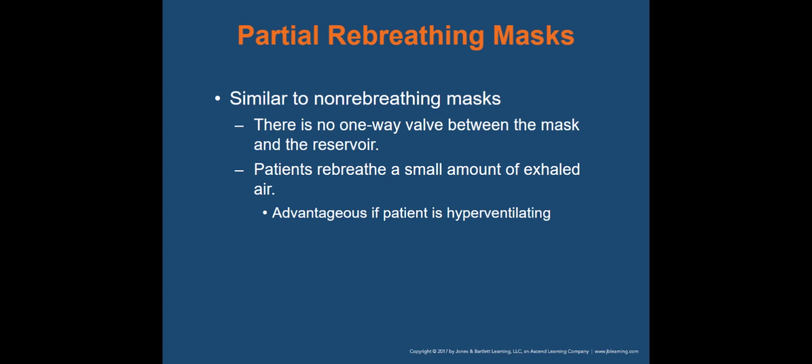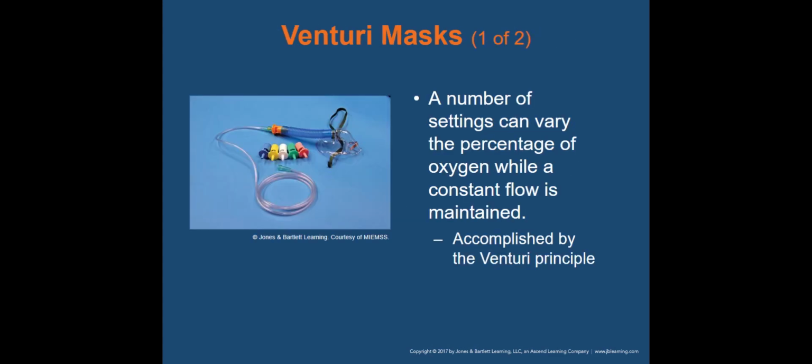Partial rebreathing masks are similar to non-rebreathing masks, except there is only one-way valve between the mask and the reservoir. Patients rebreathe a small amount of their exhaled air, and this is advantageous if the patient is hyperventilating. The oxygen enriches the air mixture so that patients receive between 80 to 90% oxygen. To convert a non-rebreathing mask to a partial rebreather, remove the one-way valve between the mask and the reservoir bag.